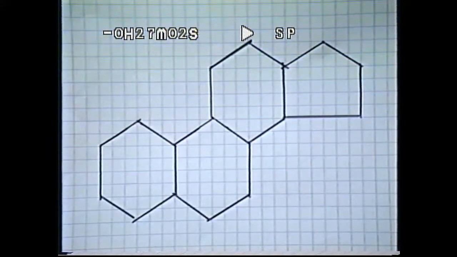Now the basic kind of chemical structure that I have been talking about looks something like a honeycomb structure almost. And it is shared by all the compounds that we call steroids, whether it is anabolic steroids or whether they are adrenocorticosteroids.